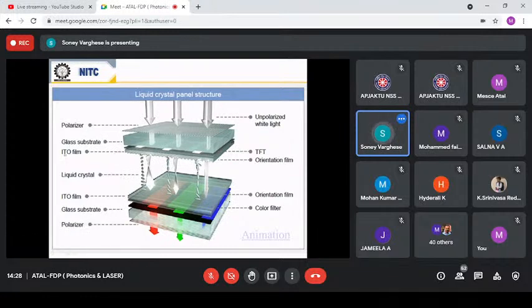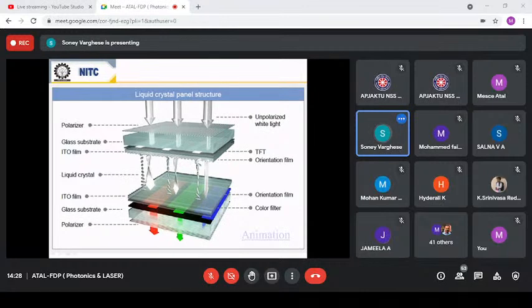That is called indium tin oxide. Indium tin oxide is a transparent conductive electrode that is coated on a glass substrate. And on the glass substrate, we have ITO, indium tin oxide. And on that, we have another one that is called the orientation film. That is actually responsible for the orientation of the liquid crystal molecules. The details, I'll come to that.